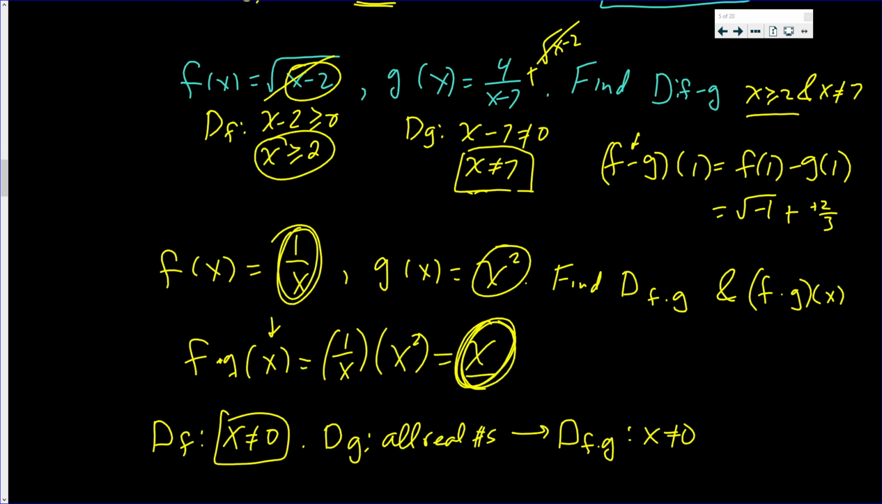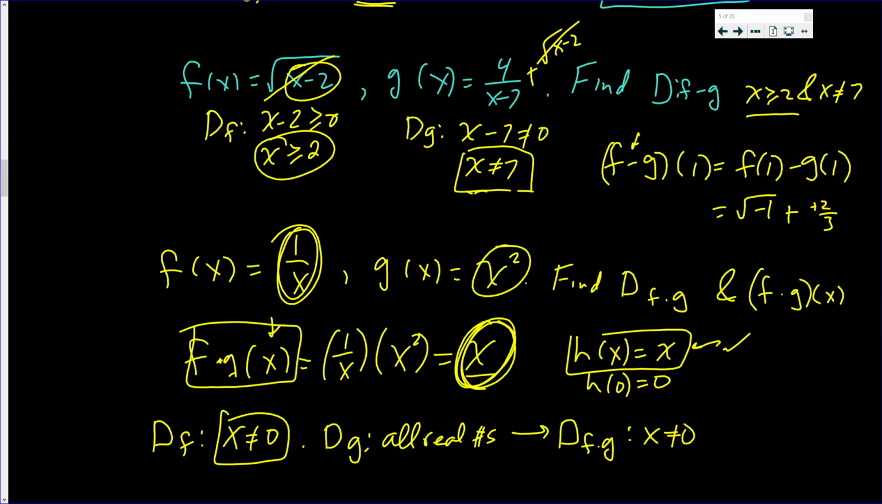Because if I had another function, h of x equal x, well then no problem. H of 0 is 0. This function and this function are not the same. This one's defined at 0. This one is not. Because I can't take f of 0. They're different functions.